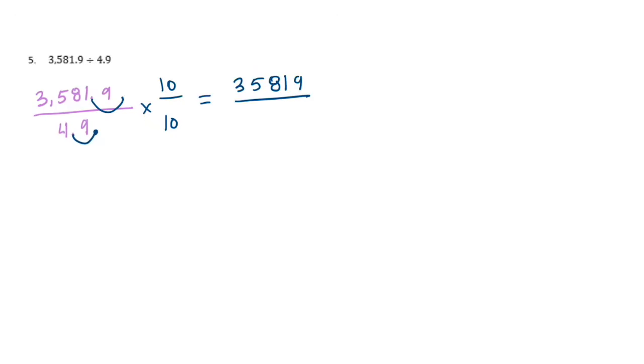3,581 and 9/10 divided by 4 and 9/10. So in order to make the divisor a whole number, we need to move 1 power of 10. So we're going to multiply it by 10. If I multiply that by 10, I get 35,819 divided by 49. So let's go ahead and divide.